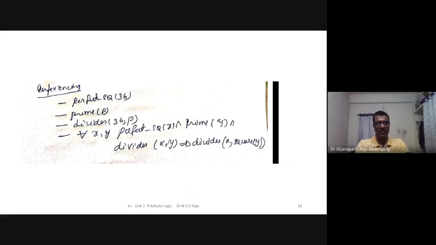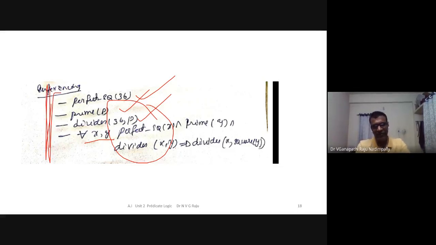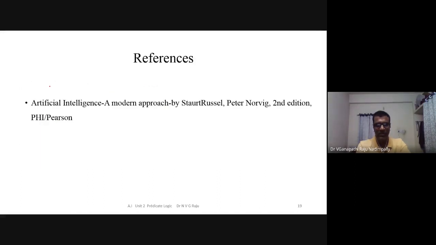Now, inferencing. Perfect square of 36. Prime of P divides 36. Now, there exists X, there exists Y. That concept, inferencing, I will discuss in the next coming slides. Not now. I have not started inferencing yet. I will start inferencing in tomorrow's class. I'll continue the same topic.